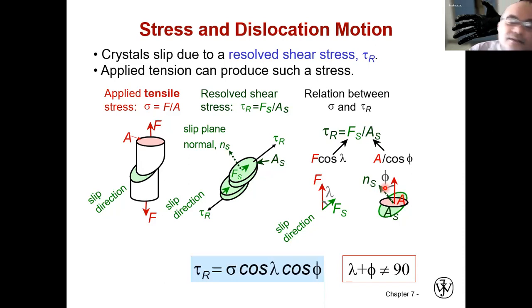And then the resolved stress equals sigma cosine lambda, divided by As, or A divided by cosine phi. The A will cancel each other. So this becomes sigma cosine lambda cosine phi.